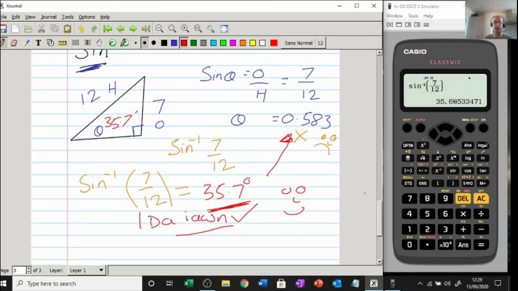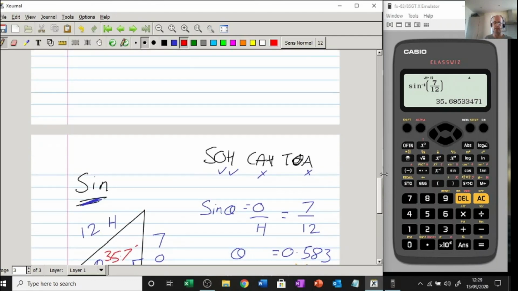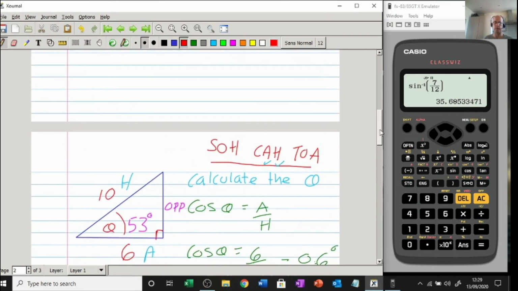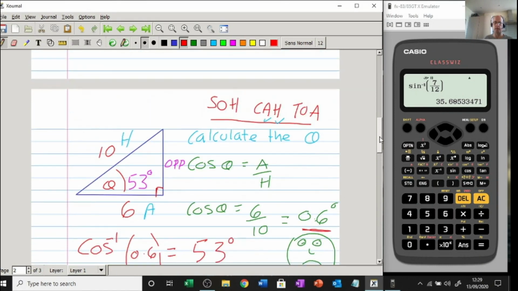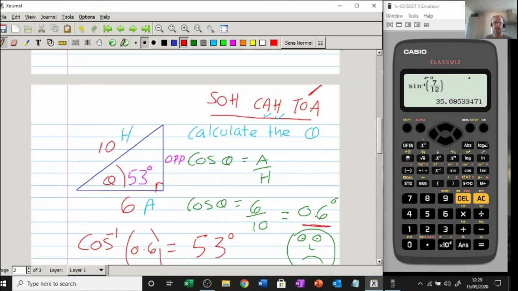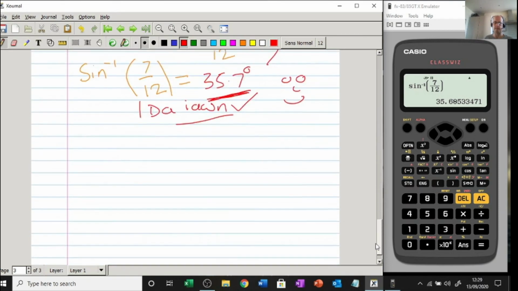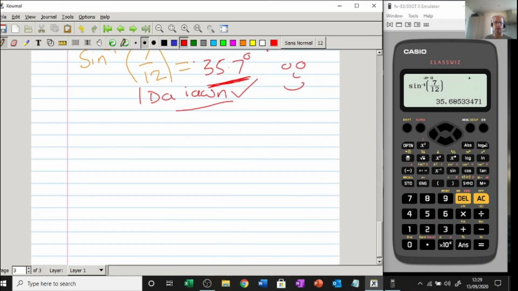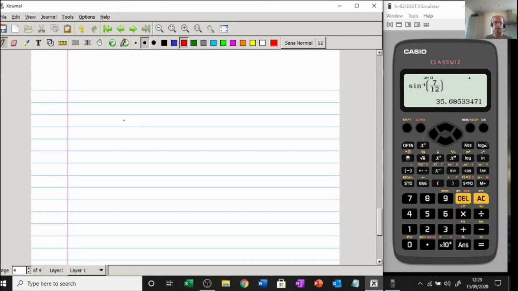That's using sine. So we've done a bit of sine and we've done a bit of cos, and now we'll do a bit of tan. I'll do it on a separate page actually. So we'll use tan for working out angles. SOHCAHTOA. So we're going to be using tan this time.